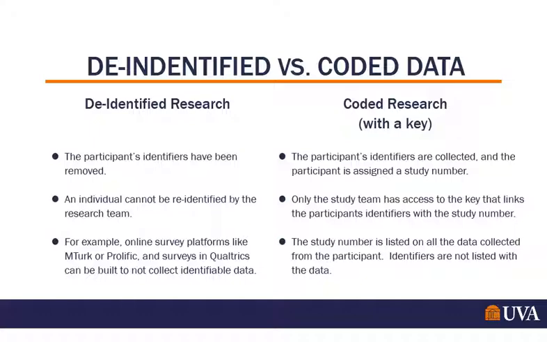In a coded research study, the participants' identifiers are collected and the participant is assigned a study number. Only the study team has access to the key that links the participants' identifiers with a study number. The study number is listed on all the data collected from the participant, and identifiers are not listed with the data. Both methods help to protect the participant's privacy, but the coded method allows the study team the ability to track down the participant later.